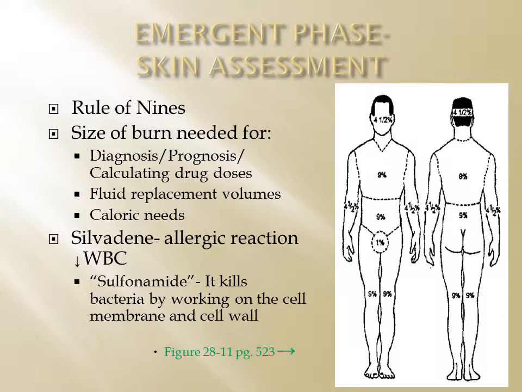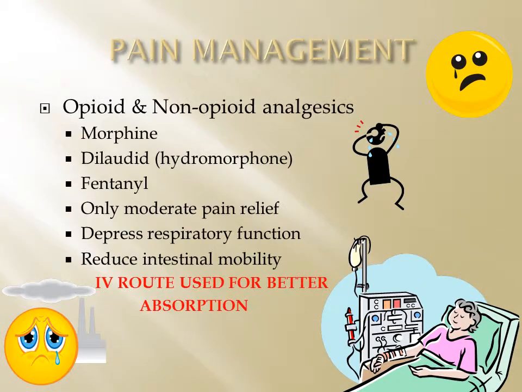We may use Silvadene if the patient is not allergic or has not had an allergic reaction or does not have a decreased white blood cell count. It is a sulfonamide. It kills bacteria by working on the cell membrane and the cell wall. Pain management will include opioid and non-opioid analgesics such as, but not limited to, morphine, Dilaudid, and fentanyl, and you only want to use moderate pain relief. You do not want to depress the respiratory function or reduce intestinal motility. The IV route is best for absorption.